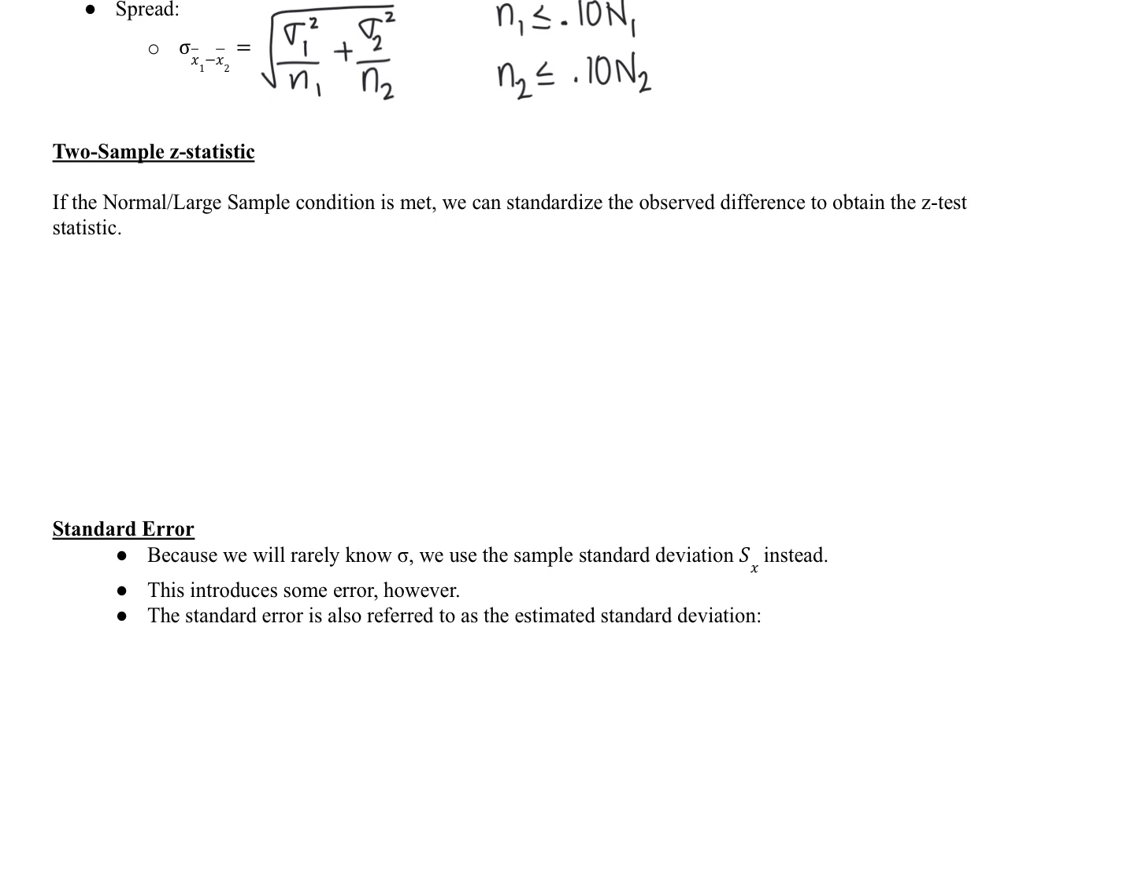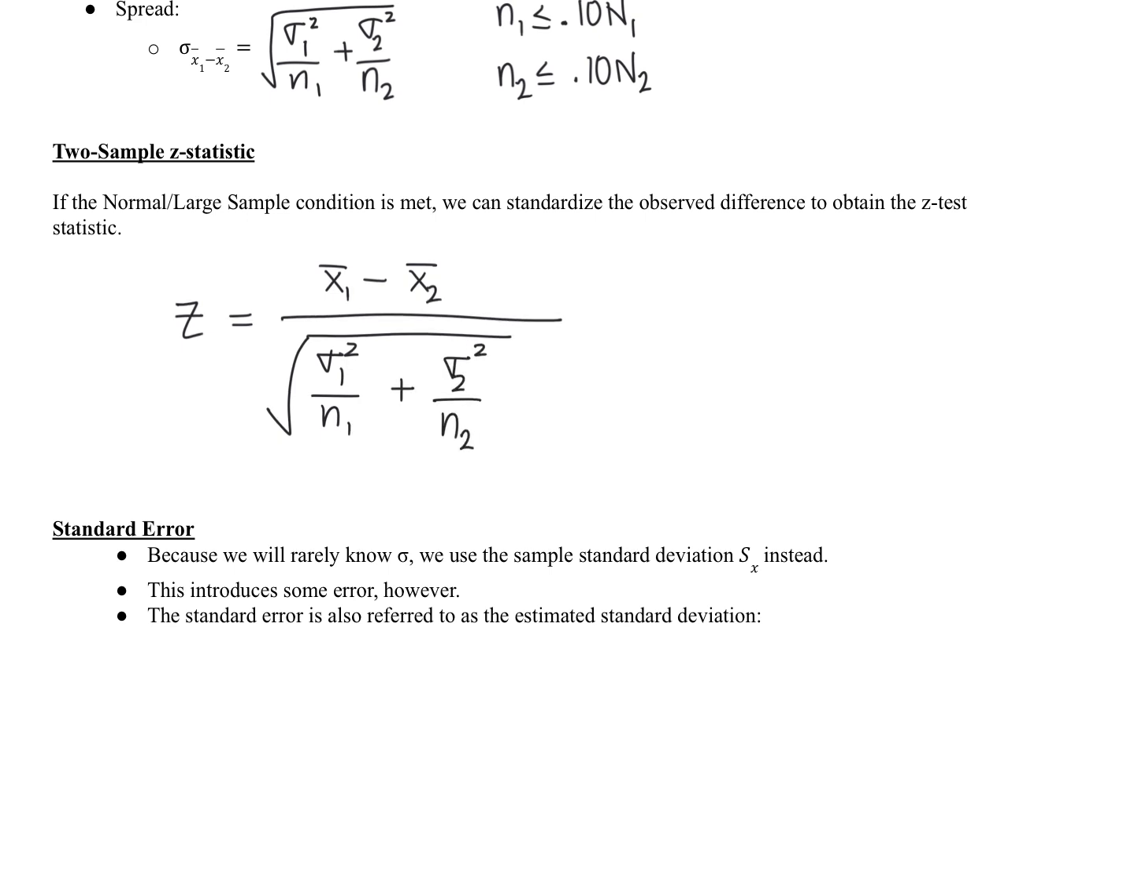So if you are given population standard deviation, then your z-test statistic is x1 bar minus x2 bar over the square root of standard deviation 1 squared over n1 plus standard deviation 2 squared over n2. All right, straightforward.